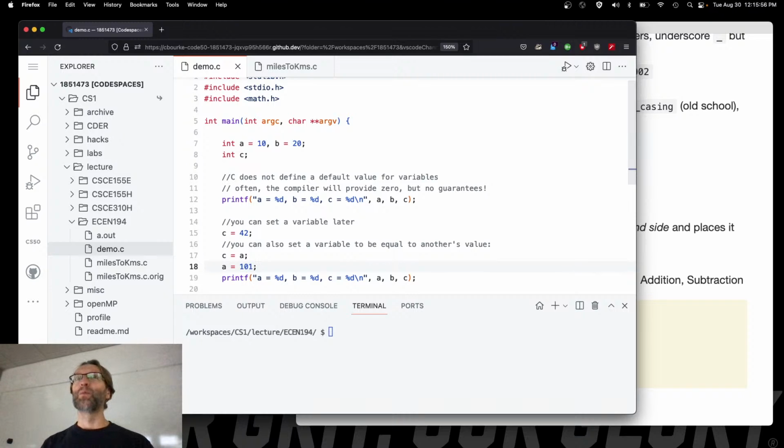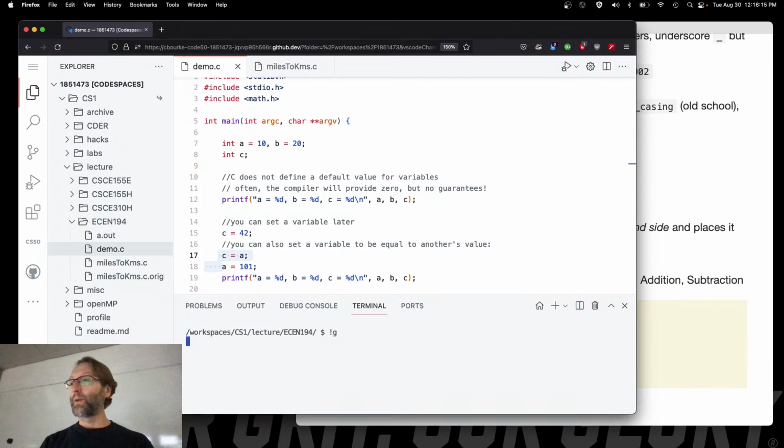10. A. It'll print 10. Why 10? What was the value of A at the point that we set C equal to it? It simply took the value 10 out of that variable and copied it into C. Changing A does not affect C, right?